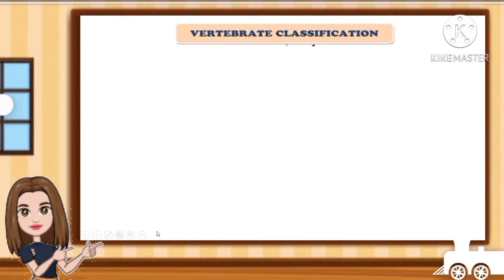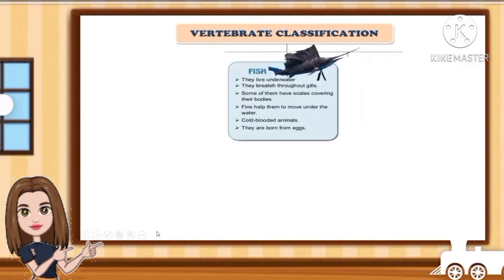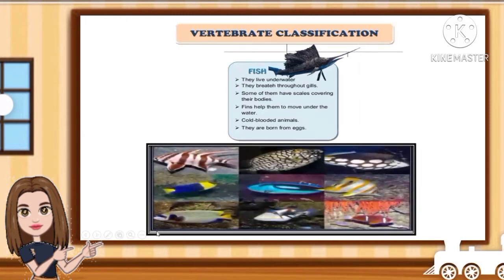First, we have the largest group of vertebrate, the fish. They live in water. They breathe through their gills. Some of them have scales covering their bodies. Fins help them to move under the water. They are born from eggs.